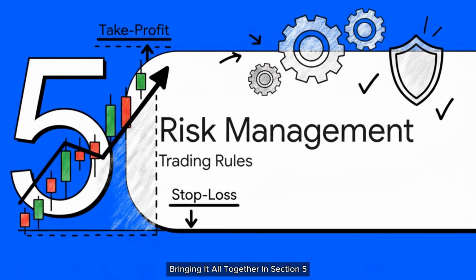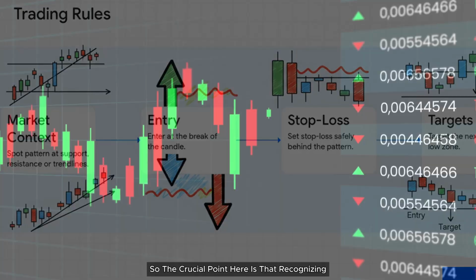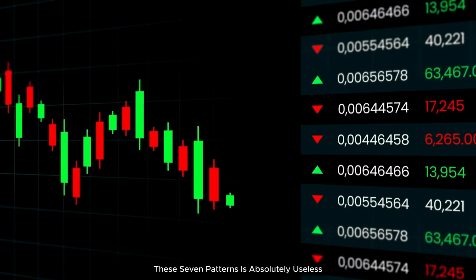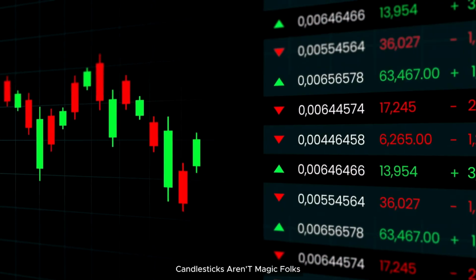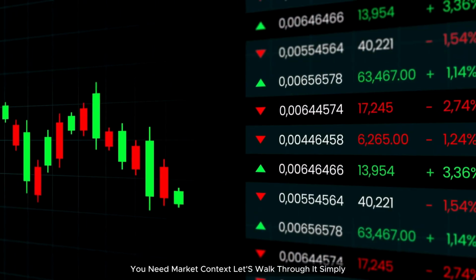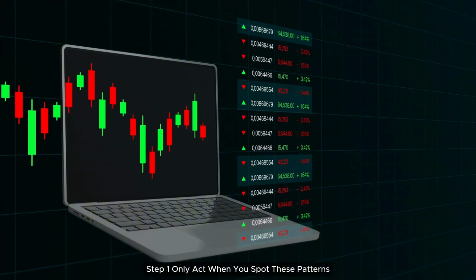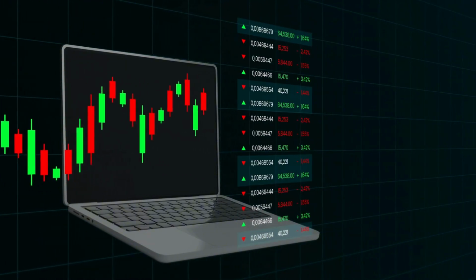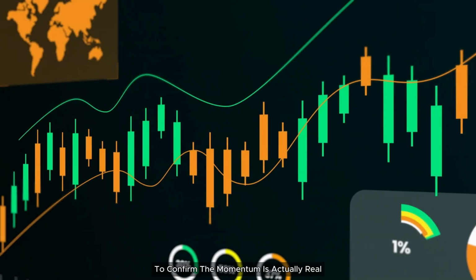Bringing it all together in Section 5, Stop Loss and Take Profit Rules. So the crucial point here is that recognizing these 7 patterns is absolutely useless without strict risk management. Candlesticks aren't magic, folks. You need market context. Let's walk through it simply. Step 1. Only act when you spot these patterns at key market zones, like known support, resistance, or trend lines. Step 2. Logically enter at the break of the candle to confirm the momentum is actually real.